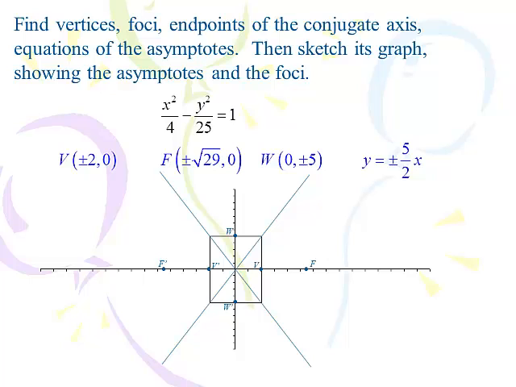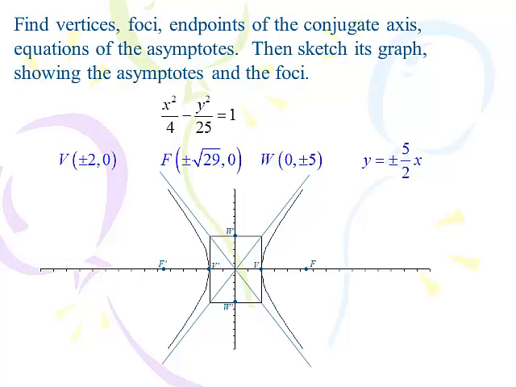So I'll go ahead and put the vertices in there at plus or minus 2, 0. I put the endpoints of the conjugate axis at 0, plus or minus 5. I dot in my auxiliary rectangle. I extend the diagonals. Those are the equation plus or minus 5/2 x. And now I'm ready to sketch. And so just make sure you go through the vertices.